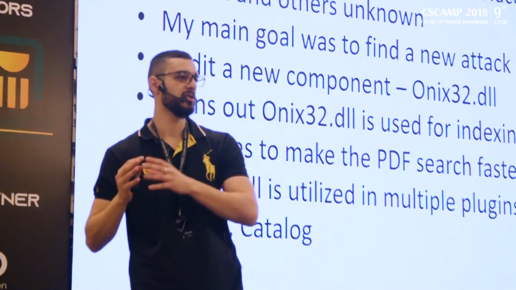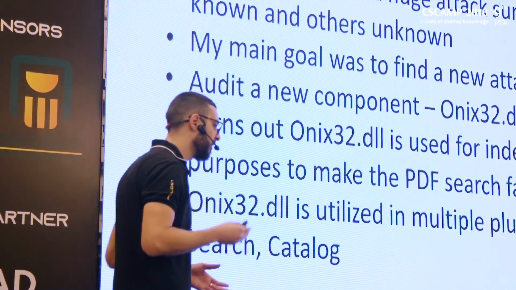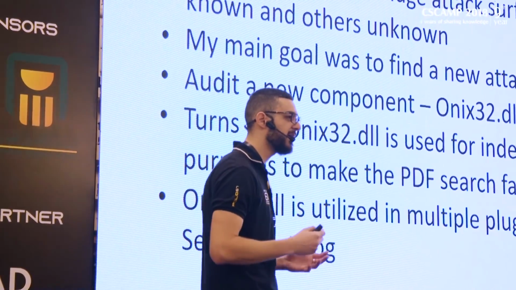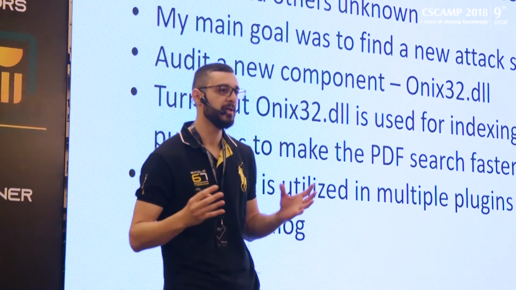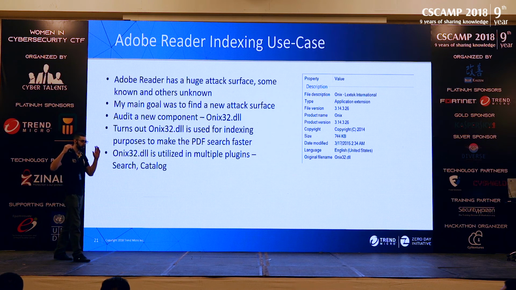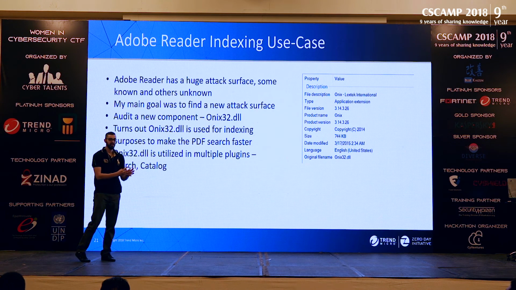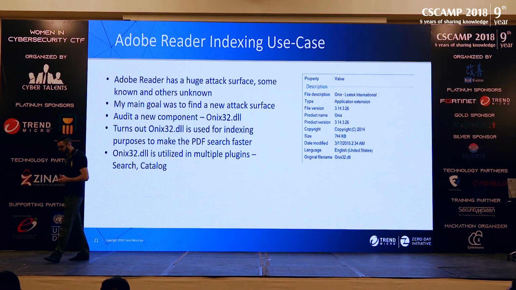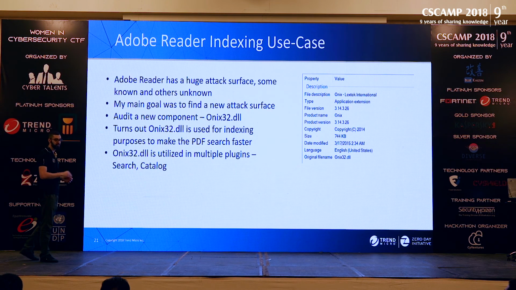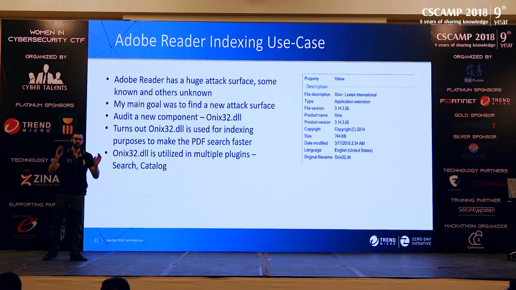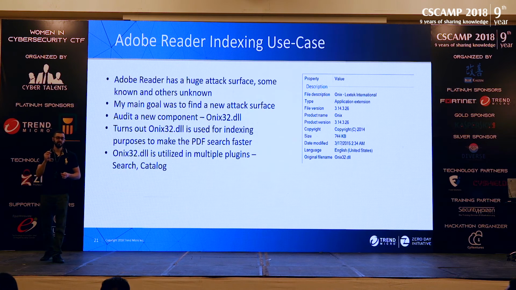I've found a lot of bugs in JavaScript inside Adobe Reader, but I haven't found an attack surface. And if you find a new attack surface in something, it's like a gold mine, right? You would find a lot of bugs. No one has audited that attack surface. It's awesome. So what I did is I went to the Adobe Reader directory, and I sorted all the files by date, just to see which was the oldest DLL there.